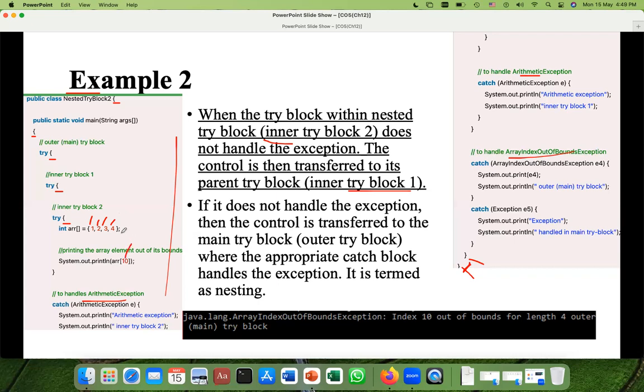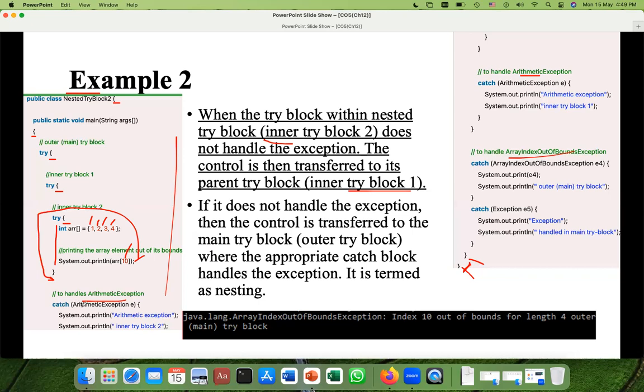This is not okay, because we don't have a 10th position in this array. So we have the exception here. The exception is generated in this try block. Then what? We will come out of this try block and we will search for the catch. And this is an array index out of bound exception.